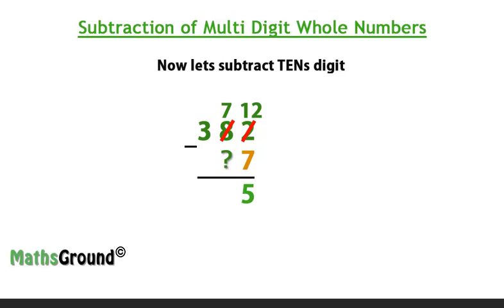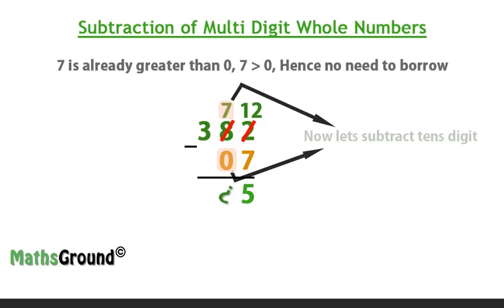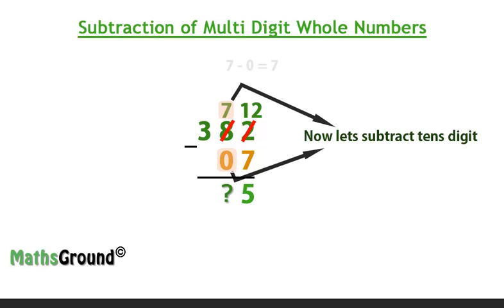Now let's subtract 10's digit. Order of subtraction at 10's digit is 7 minus 0, as there is no digit at 10's place of the number 7. Let's consider 0 at 10's place of number 7. Seven minus 0 equals 7.